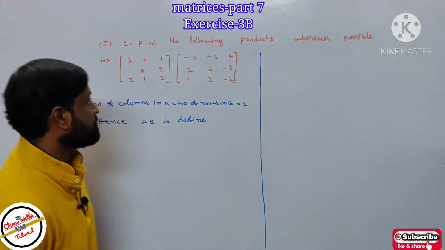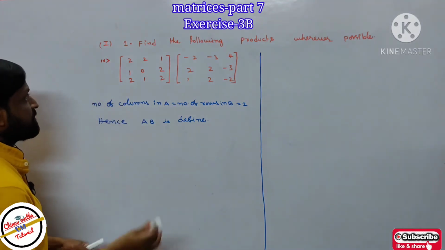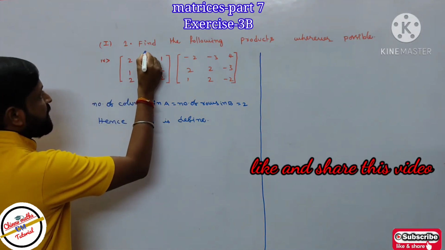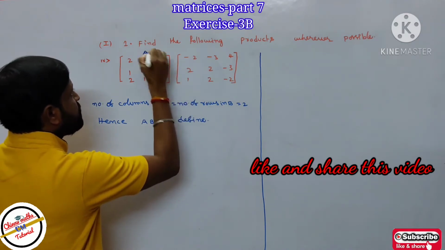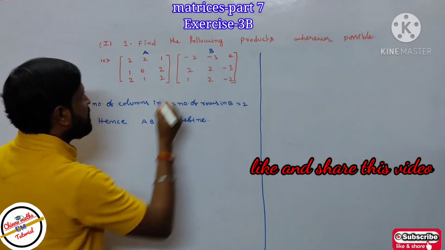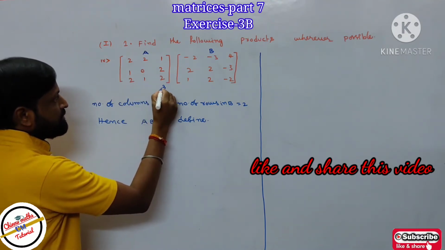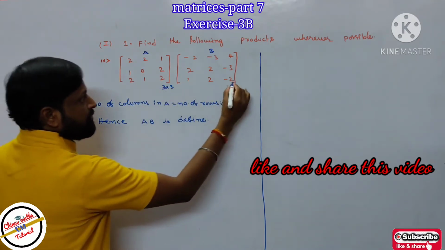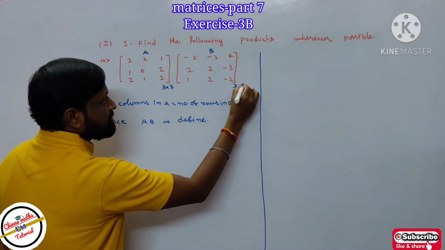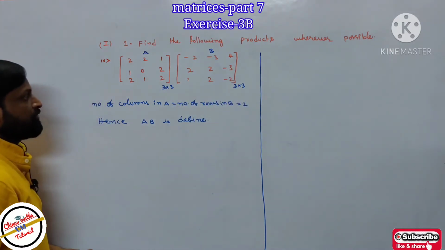Next problem. The given matrices is taken as A, it is equal to P. First write the order of matrix A. 3 rows and 3 columns. It is a 3 by 3 matrix. B will also have 3 rows and 3 columns. So let's verify the condition.